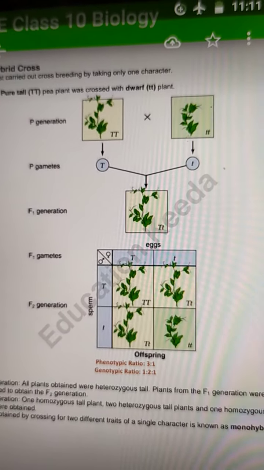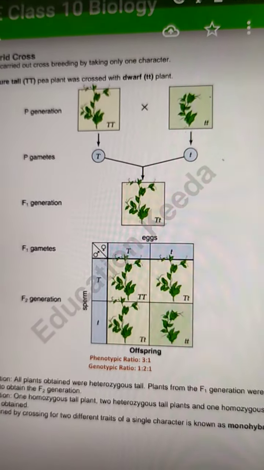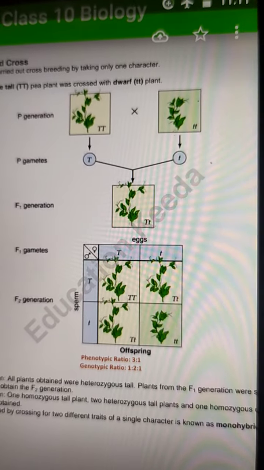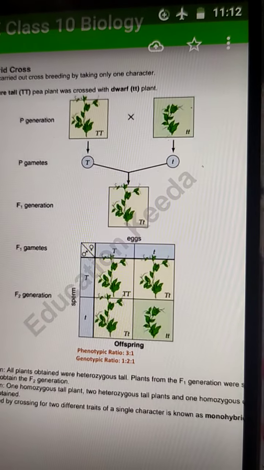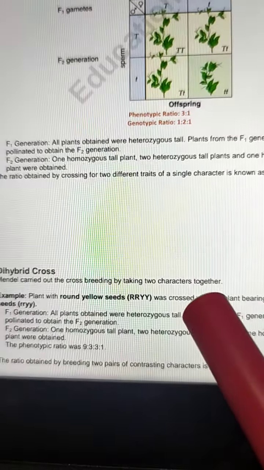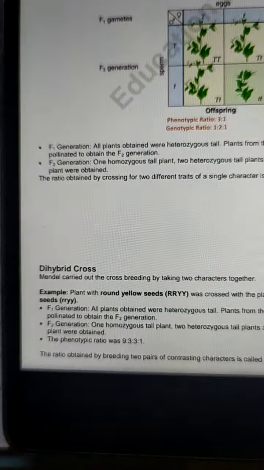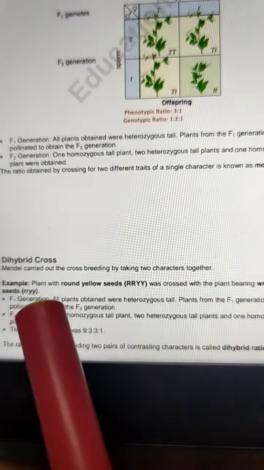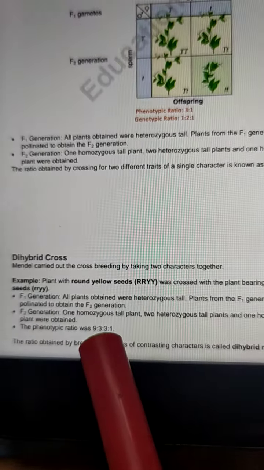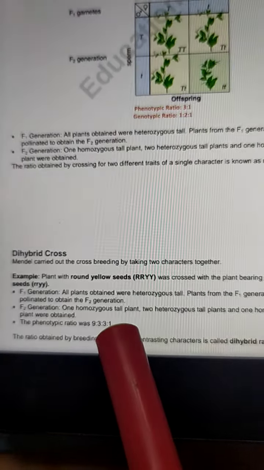You can see here in the diagram, this is a monohybrid cross. Now we'll talk about the dihybrid cross. Dihybrid cross mainly represents the breeding of 2 characters together, that is crossbreeding of 2 characters together. In your book you can see 2 characters taken as round yellow seeds and wrinkled green seeds. The phenotypic ratio is only important for you. You do not have to write the genotypic ratio as it is very complex. So the phenotypic ratio is mentioned over here as 9:3:3:1.